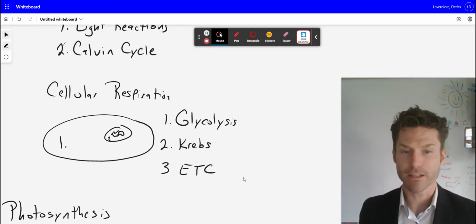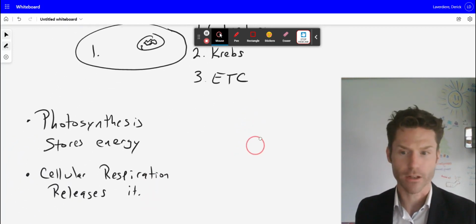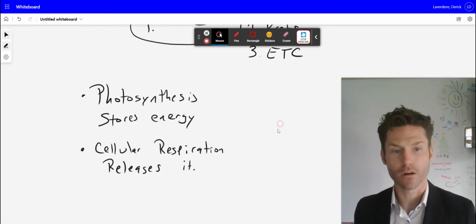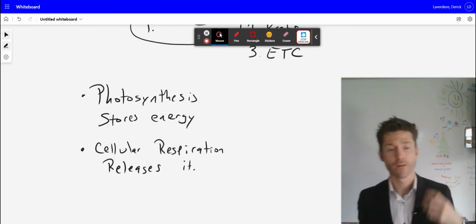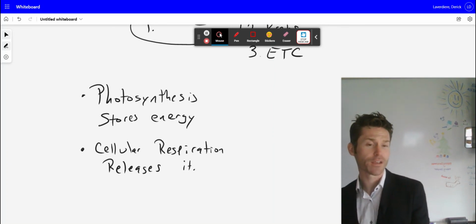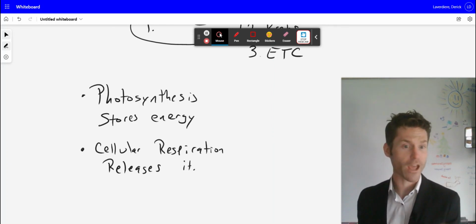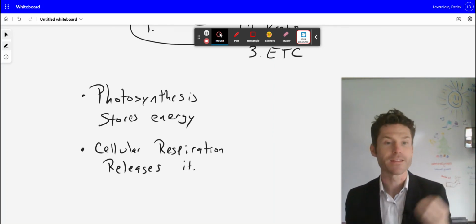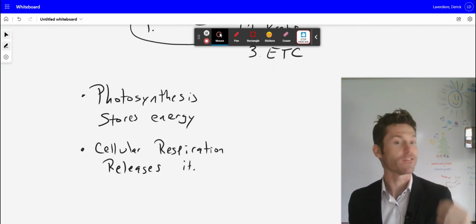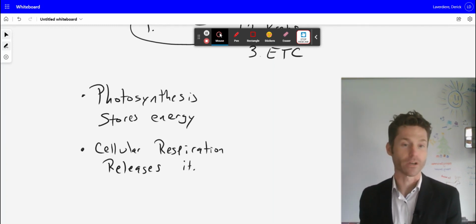Anyways, so now we're at our ATP. Cool, awesome. Cells ready to do work. Okay? And so if you were to summarize this real quick, photosynthesis is the process that stores energy when we have extra available, and cellular respiration is the process that releases it when we need it to do work.